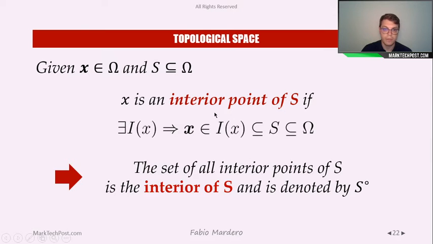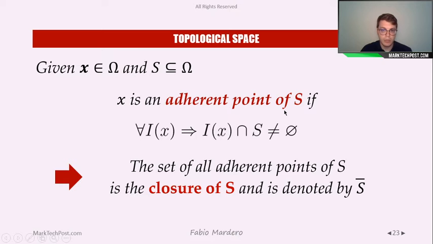Before, to define the interior point, we were searching for one neighborhood that lies inside, that is contained in S. In the other case, we search for every neighborhood, and we say that if there's a non-null intersection between whatever neighborhood we choose and S, then x is an adherent point of S. If we collect together all the adherent points of S, we find the closure of S. That is denoted by this notation, the bar above the set.